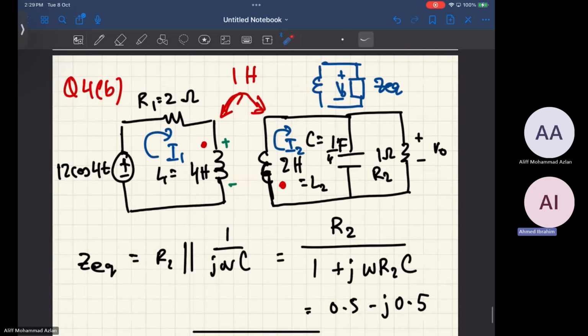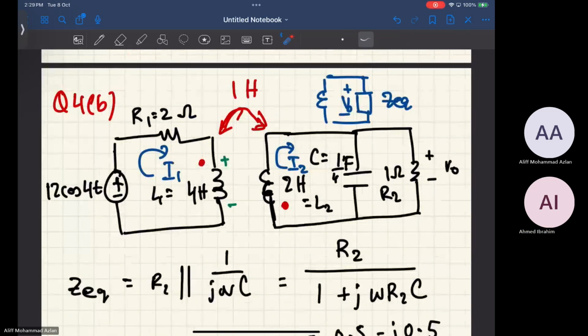And we can check based on the direction of current. So here, the current is entering the positive dot. That induces a voltage, which is positive here.